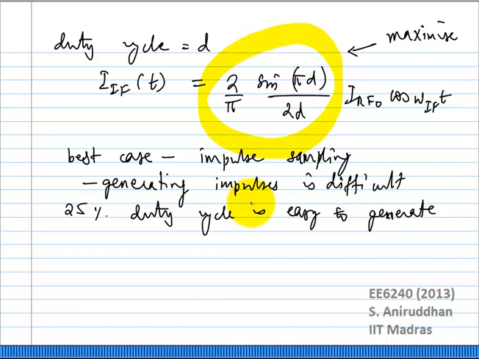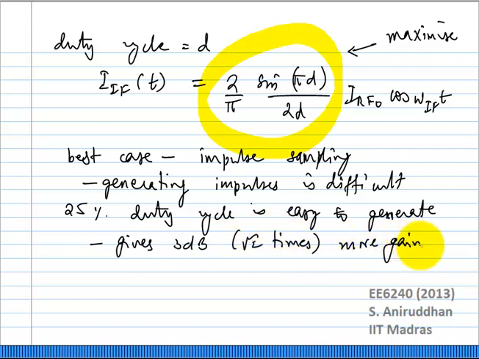It does give you 3 dB more gain compared to the 50% duty cycle. So you get a 2√2 by pi kind of conversion gain for D equal to 0.25.